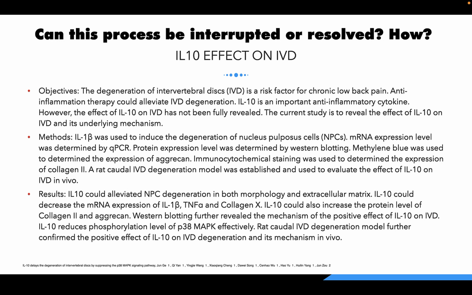vivo. So the results: IL-10 could alleviate nucleus pulposus cell degeneration in both morphology and extracellular matrix. IL-10 could decrease the mRNA expression of IL-1, TNF-alpha, and collagen X. IL-10 could also increase the protein level of collagen II and aggrecan.